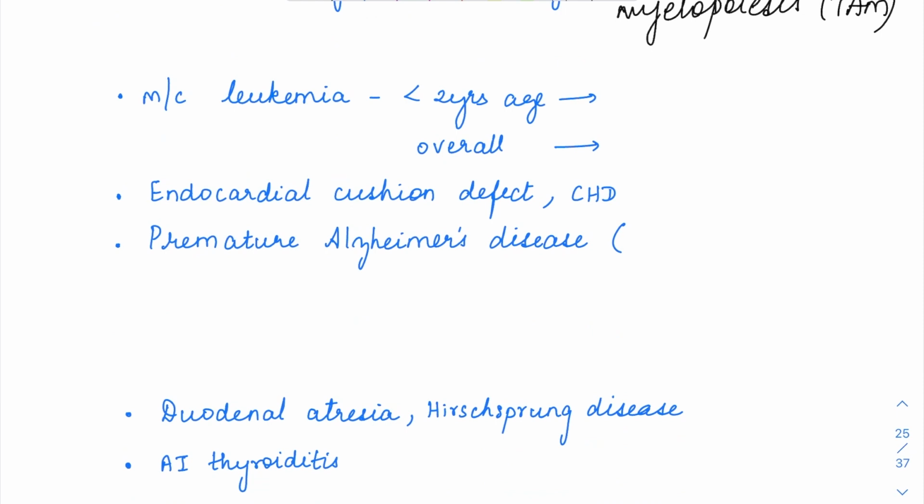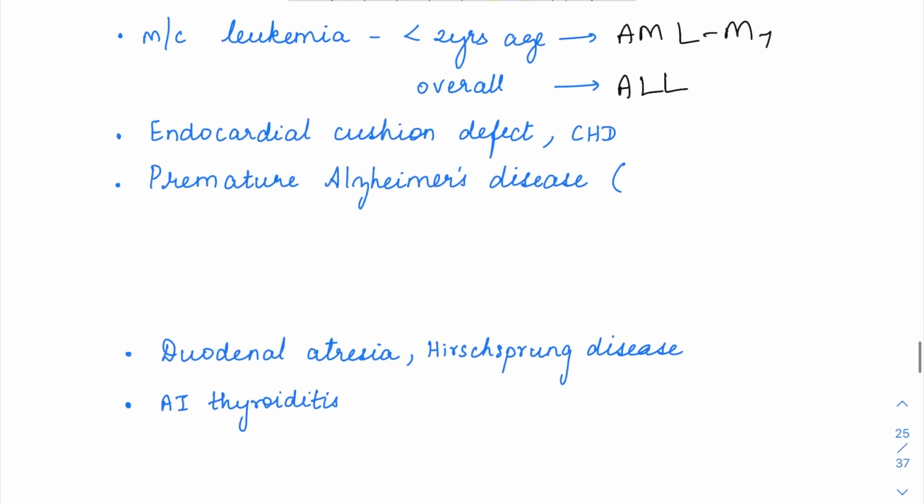But if they ask about the most common leukemia in Down syndrome, look at the question properly. Overall, it is going to be acute lymphoblastic leukemia. But in the less than 2 years age group, it is going to be acute myeloid leukemia, M7 subtype. M7 is megakaryocytic, right? So in less than 2 years, it is AML M7, while overall the leukemia is going to be ALL.